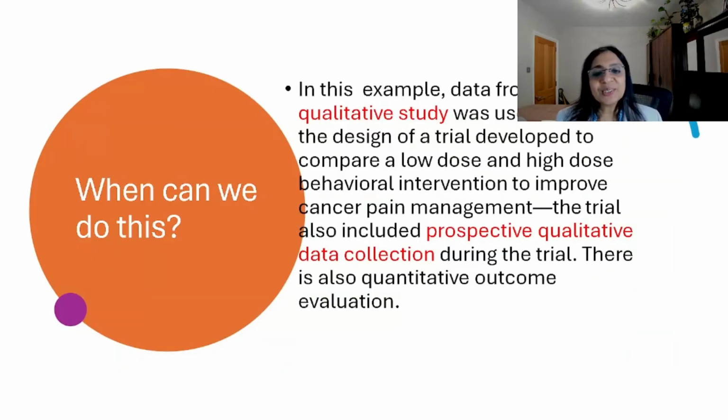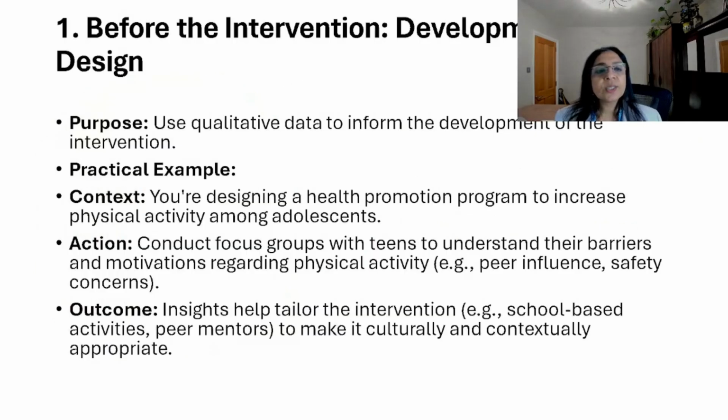So when can we do this? In this example, data from a pre-trial qualitative study was used to inform the design of a trial developed to compare a low dose and high dose behavioral intervention to improve cancer pain management. The trial also included prospective qualitative data collection during the trial. There is also quantitative outcome evaluation. So I would like to give 3 specific examples of intervention mixed method design.